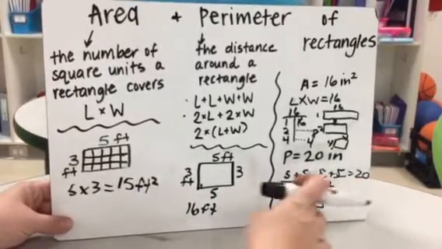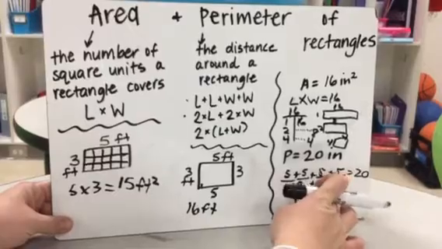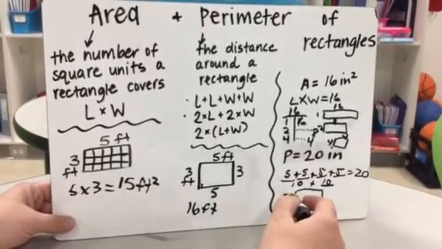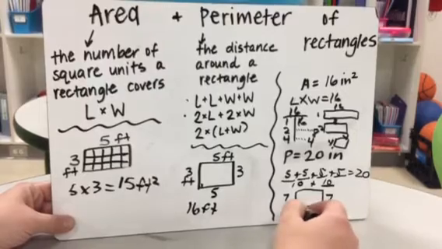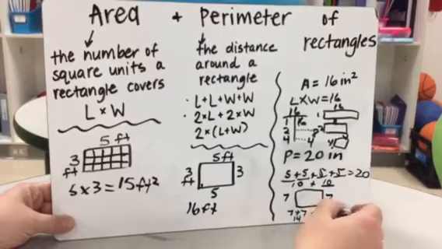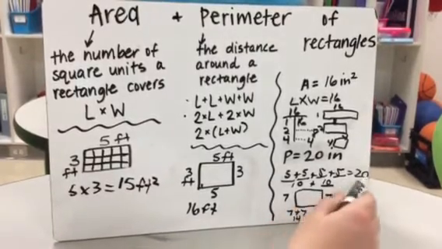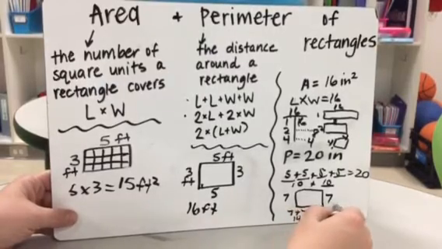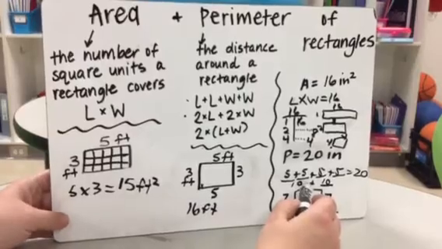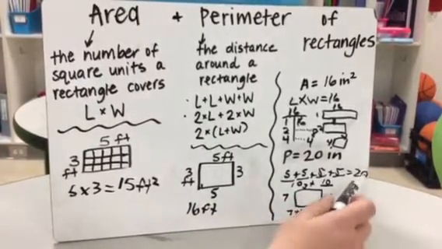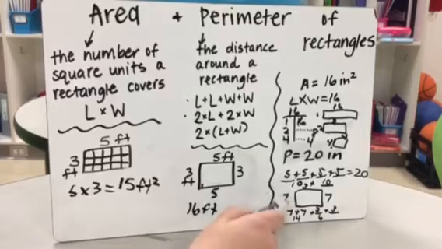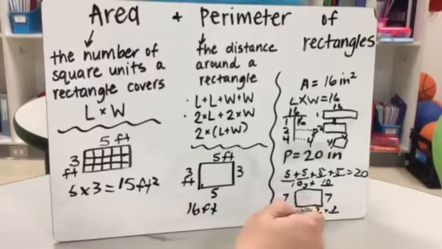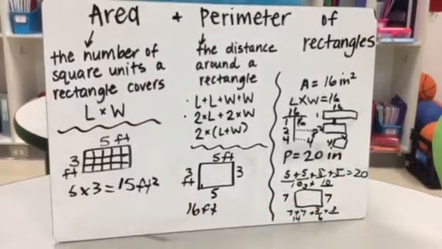So let me think of a different option. Let's see, let me do 7 and 7. If I did 7 plus 7, that would give me 14, but I need 2 more sides. So to go from 14 to 20, that's 6 more total. So how do I split that? Oh, that's 3 and 3. So I could have a 7 by 3 rectangle also give me a perimeter of 20. So here I found 2 options just by using a number that I know could work on one side and then using the remainder to split apart for the other sides.